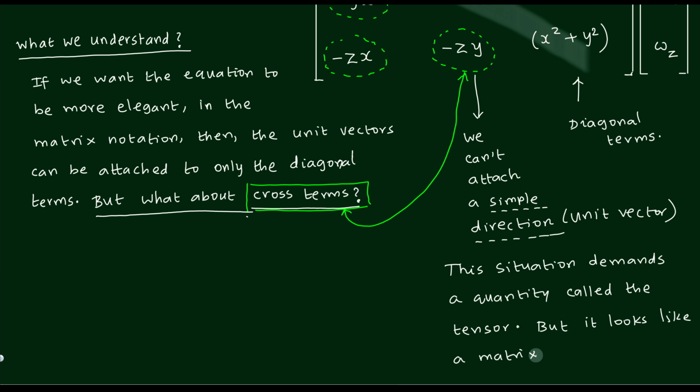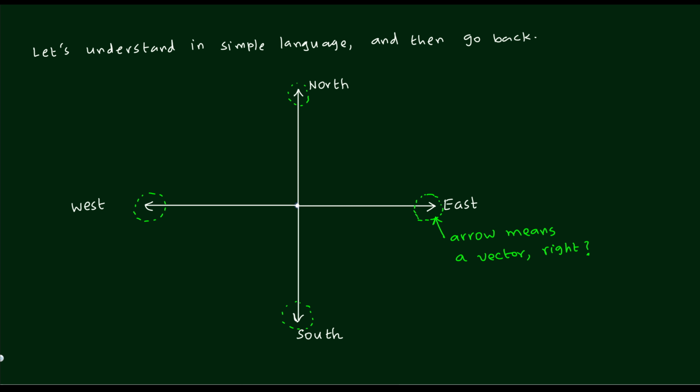Let us not worry about the physics now. Let me move on to a different place on the board. The plan is that we will try to understand the concept using plain English or plain language without any reference to physics. You simply see that I have drawn some east, west, north, south for easy understanding. It is a kind of unit vectors.